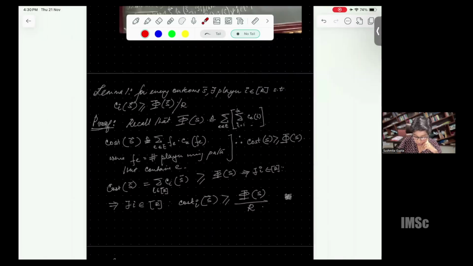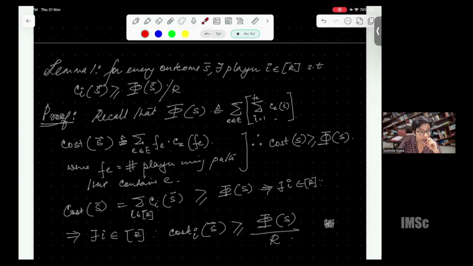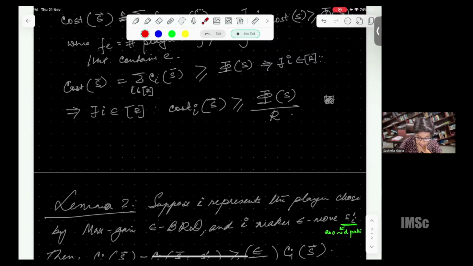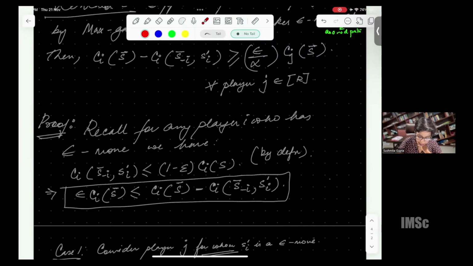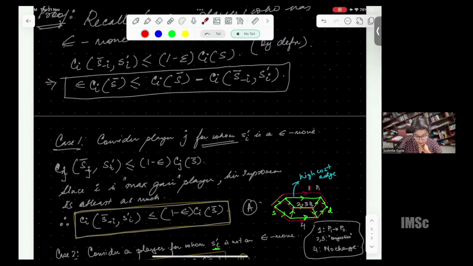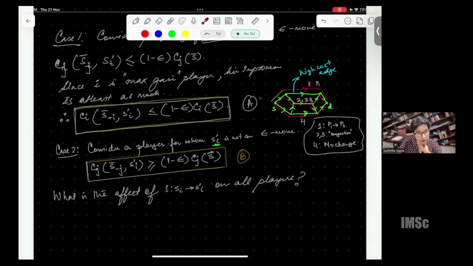So this is why it is important to note that we are talking about the same source, same destination, so all players have the same paths available to them. This is why I can analyze S prime i, the choice of this path, in terms of how it affects every player in the network. That's the implicit idea behind case 1 and case 2.